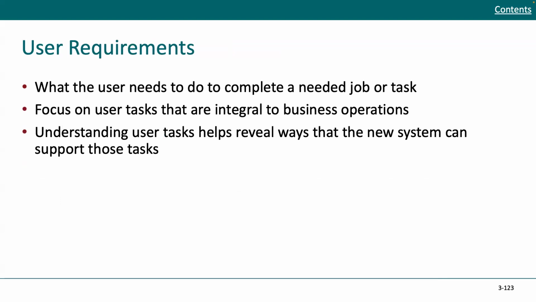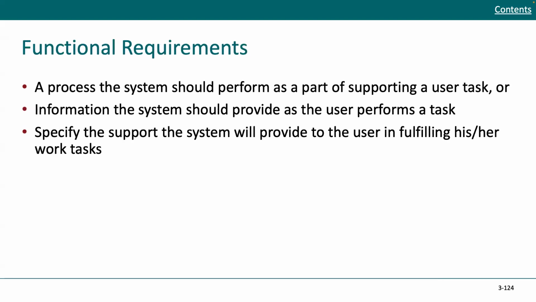Now, let's consider user requirements. So, what the user needs to do to complete a needed job or task. And so you're codifying those details. You focus on the user tasks that are integral to business operations. It's trying to capture an understanding of the user tasks, which helps to reveal the ways that the new system can support those tasks. Maybe there's going to be a slightly different way that it's done with the to-be system versus the as-is.